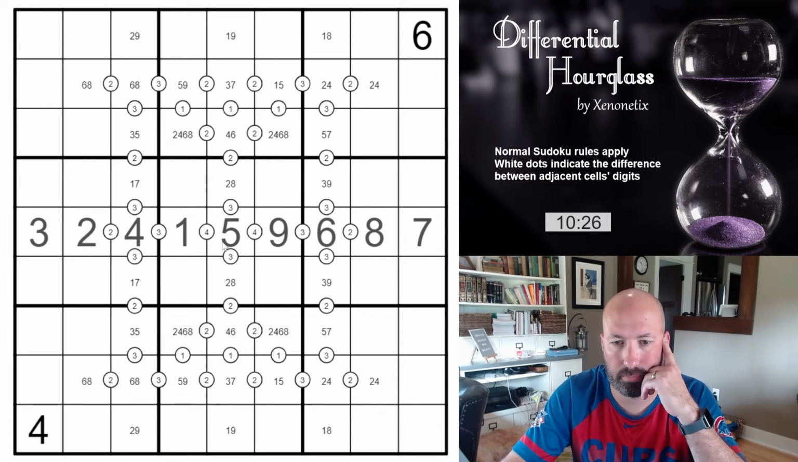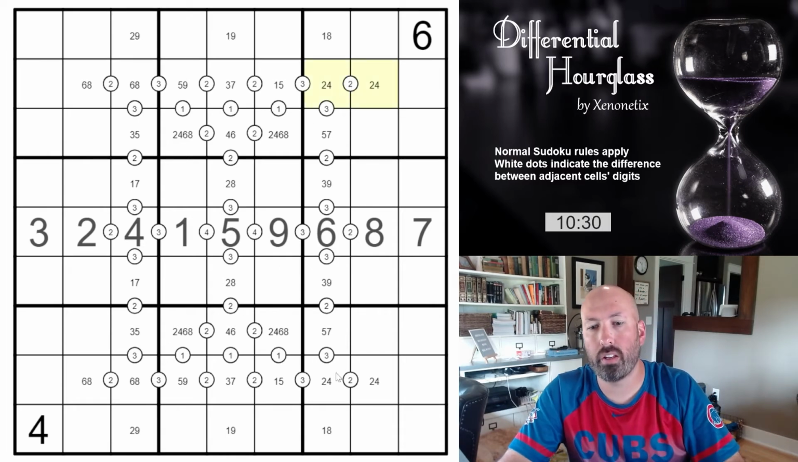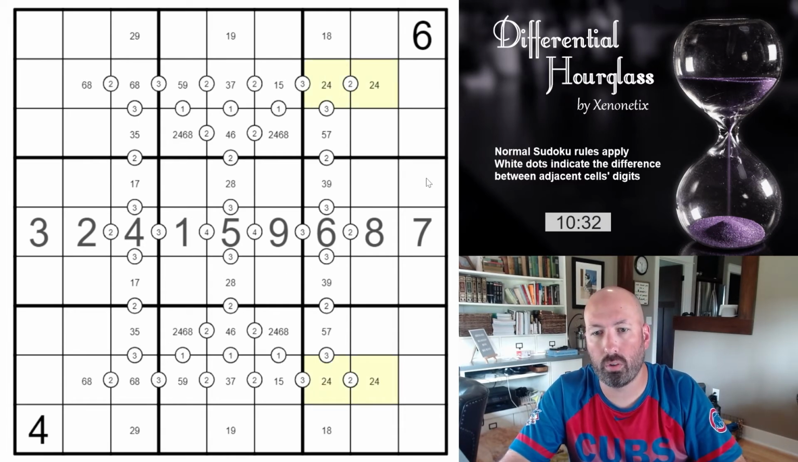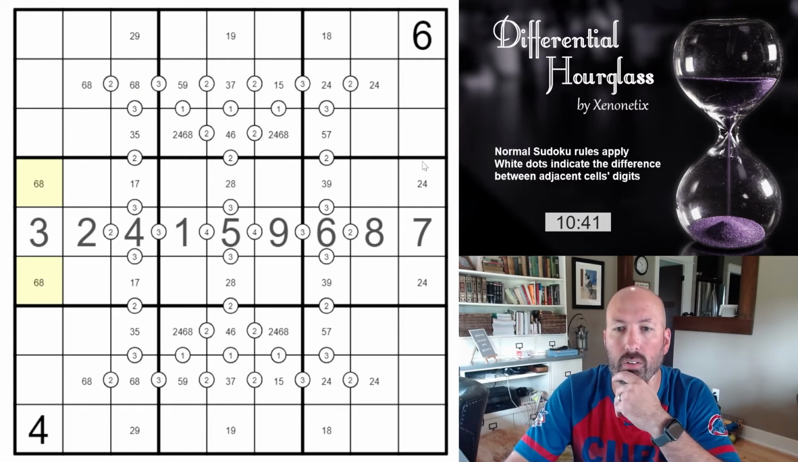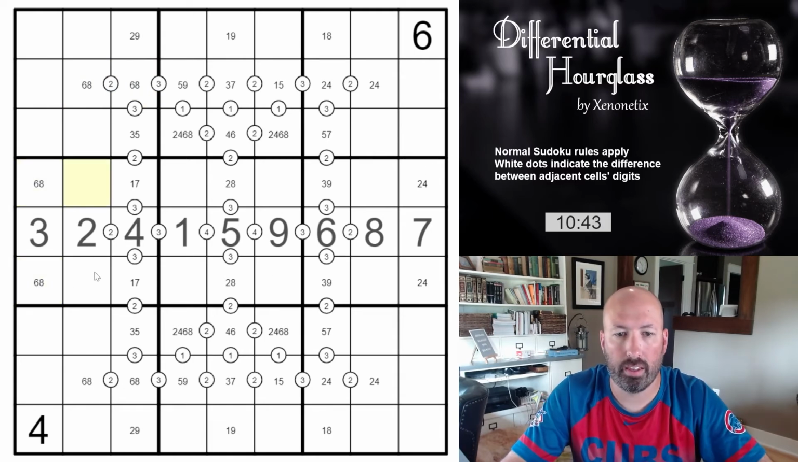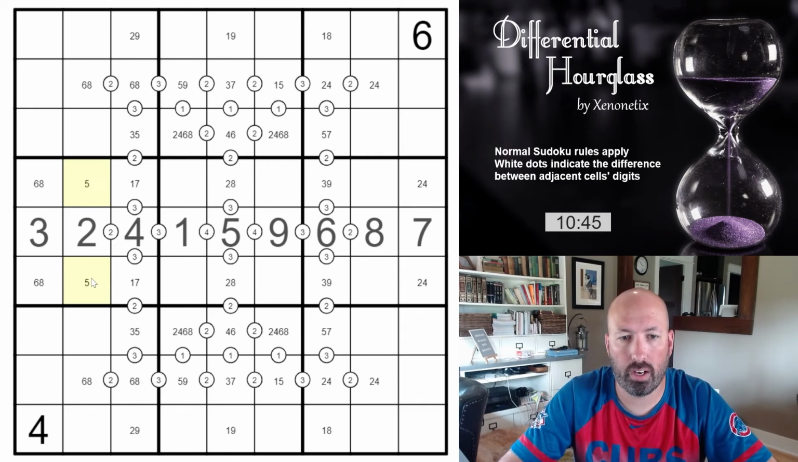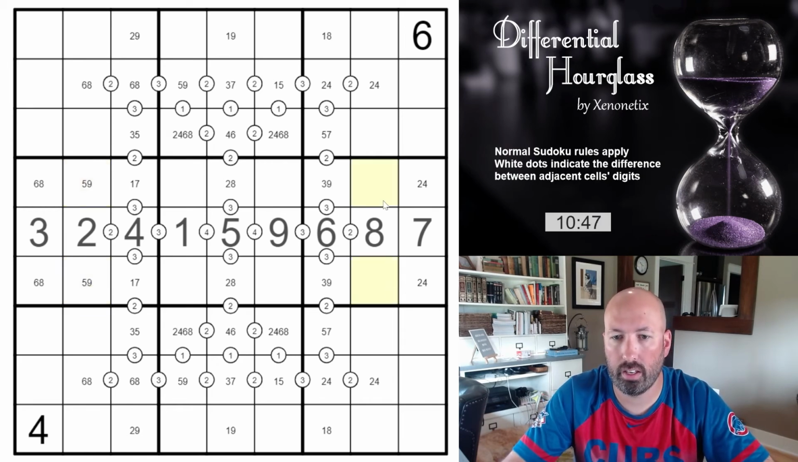So where else do we look now? Well, we've got 2, 4, and 2, 4. So where can you put a 2, 4 in this box? They've got to be right there. And I'm guessing, yep, since it's symmetrical, we can do the same thing with the 6, 8 over here. And that leaves 5 and 9 there, and 1 and 5 there.